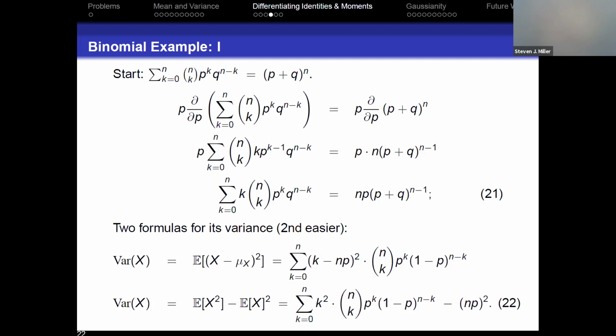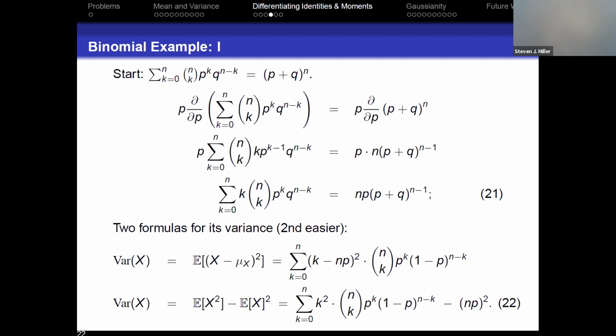And now what we want to do is find formulas for the variance. I've remarked a couple of times that there are two different ways you can do it. You can do the expected value of x minus the mean squared, or the second moment, the expected value of x squared minus the square of the expected value. And you see you have two different sums to evaluate.